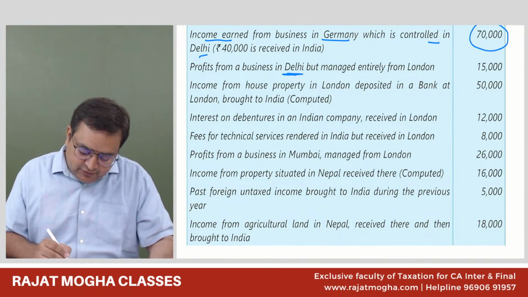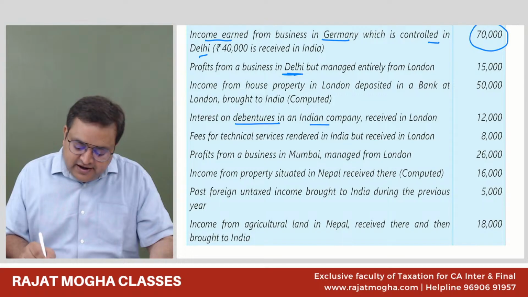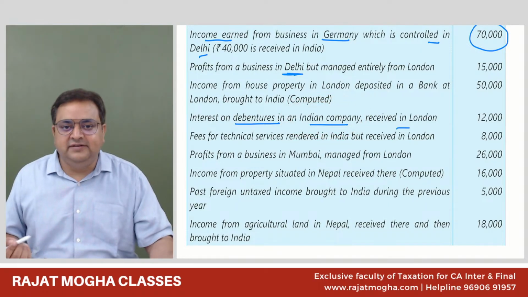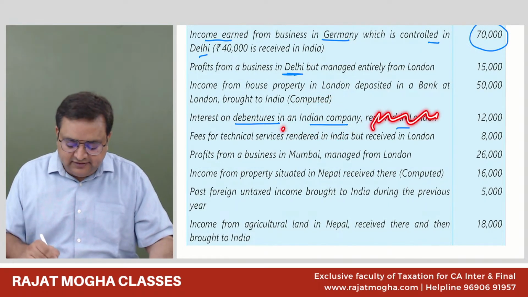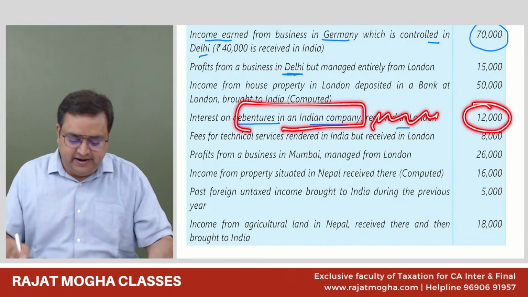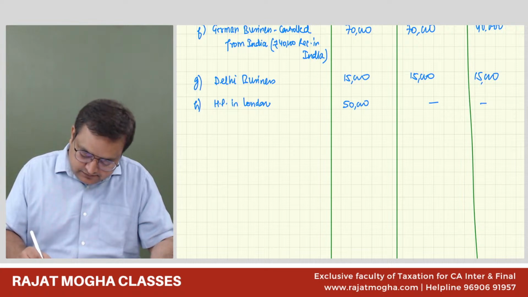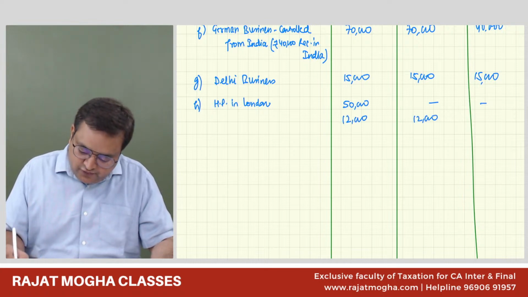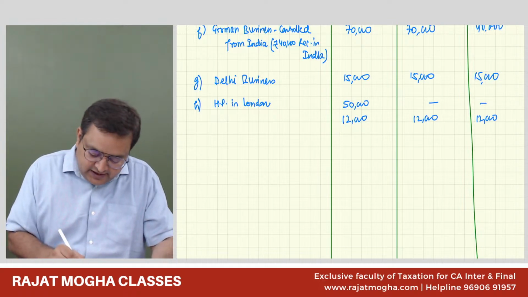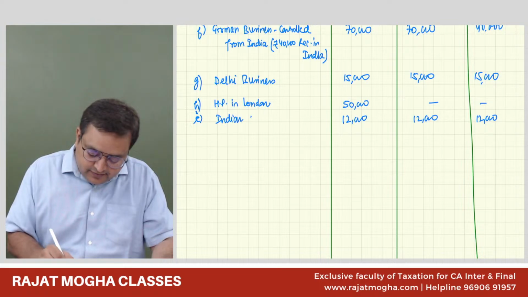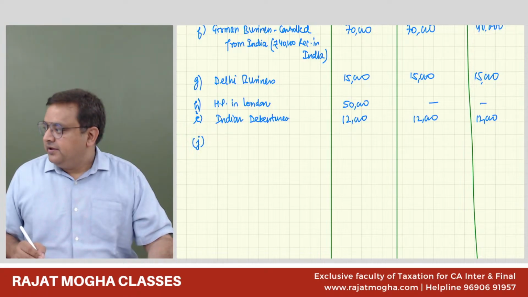Okay. Now let us come to the next one. Interest from debentures in an Indian company received in London. Please tell me, guys, which debentures are these? Indian company debentures, arising in India. Received anywhere does not matter. This income is arising in India. 12,000, everybody will pay tax. These are Indian debentures. Everybody okay?